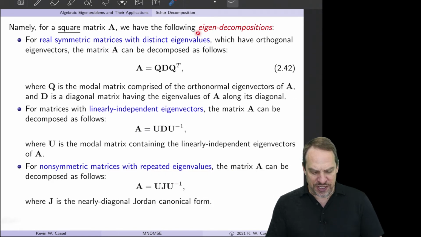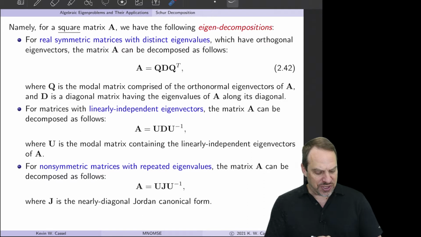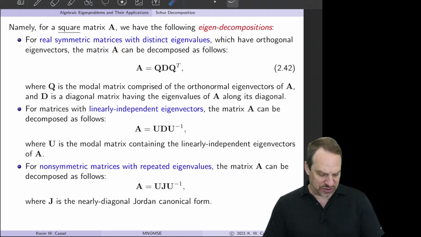So we'll call it an eigen decomposition. We're taking a square matrix A. Obviously, only square matrices have eigenvalues, eigenvectors, and can be diagonalized. So we're taking a square matrix A, and we have the following three possible decompositions, or eigen decompositions.